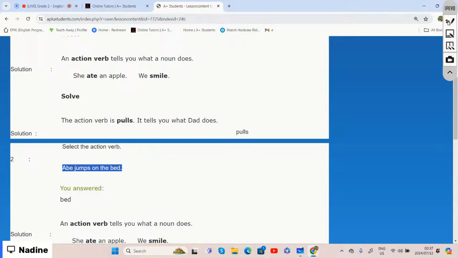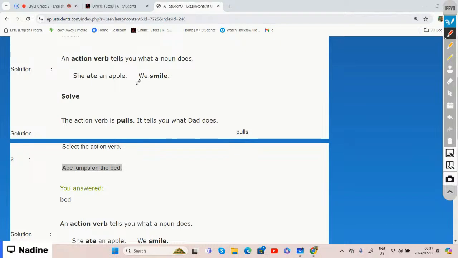And if we were to choose the action verb within that sentence that tells us what Abe is doing, then we can say jumps because it tells us what Abe is doing. Jumps on the bed. So jumps is our action verb.